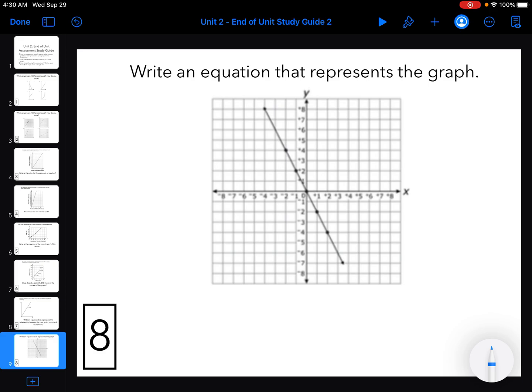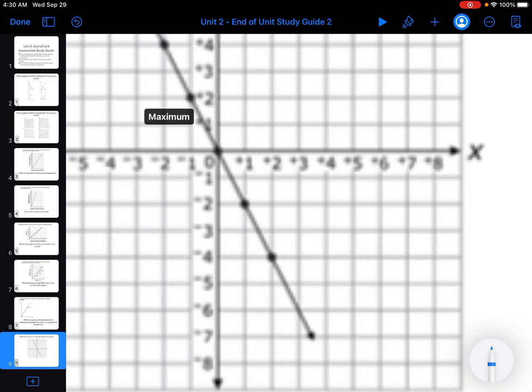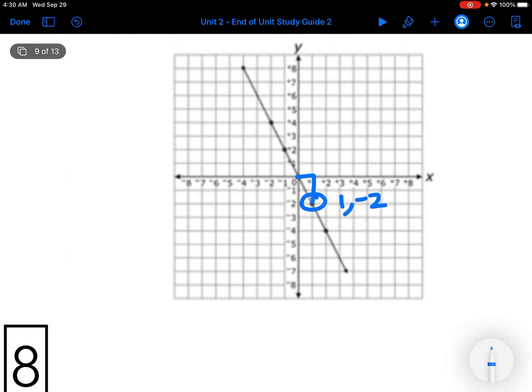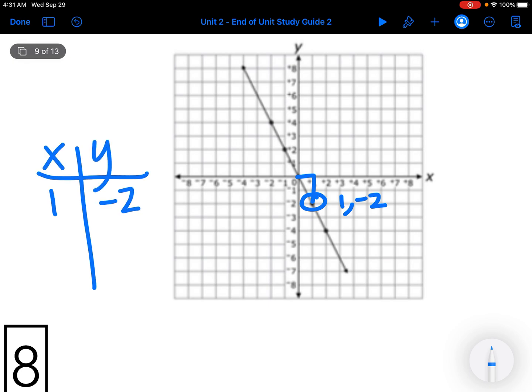Write an equation that represents the graph. All right, so my constant of proportionality is the amount for 1. So negative 2x equals y.